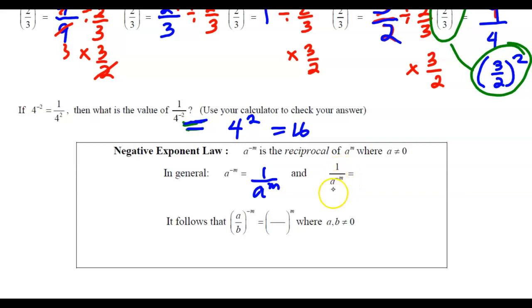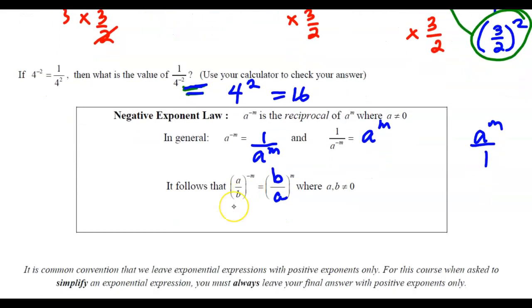1 over a to the -m is a to the +m in the numerator. We don't have to put it over 1, so don't bother putting over 1, because anything divided by 1 stays the same. If you have a fraction, then you just flip the fraction and make it a positive exponent m. And obviously the base can't be 0.